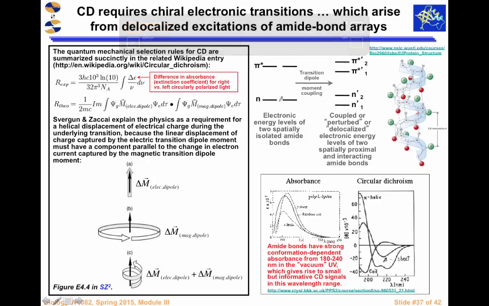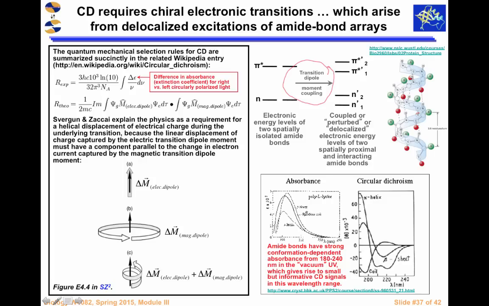Remember two things. First, transition dipole moment coupling. This phenomenon requires coupling of the transition dipole moments between amide bonds close in space, which effectively produces delocalized orbitals, electronic states, and they have different absorbance properties. So that's number one.